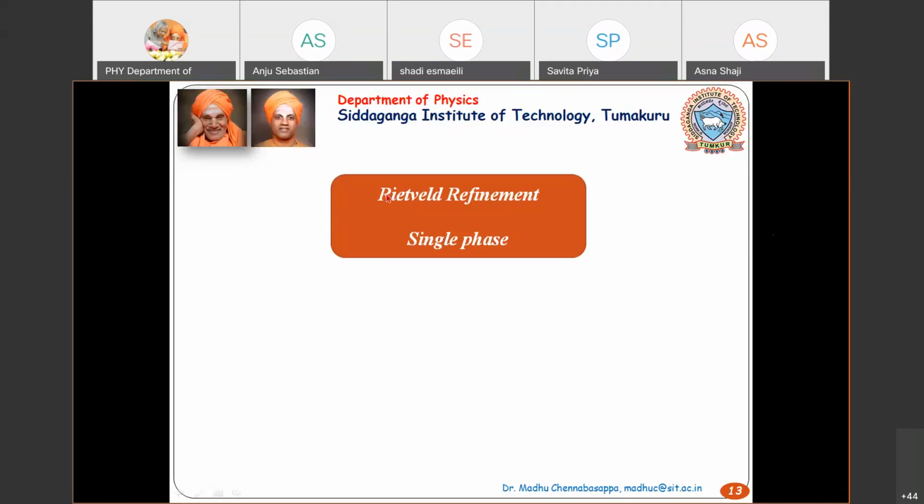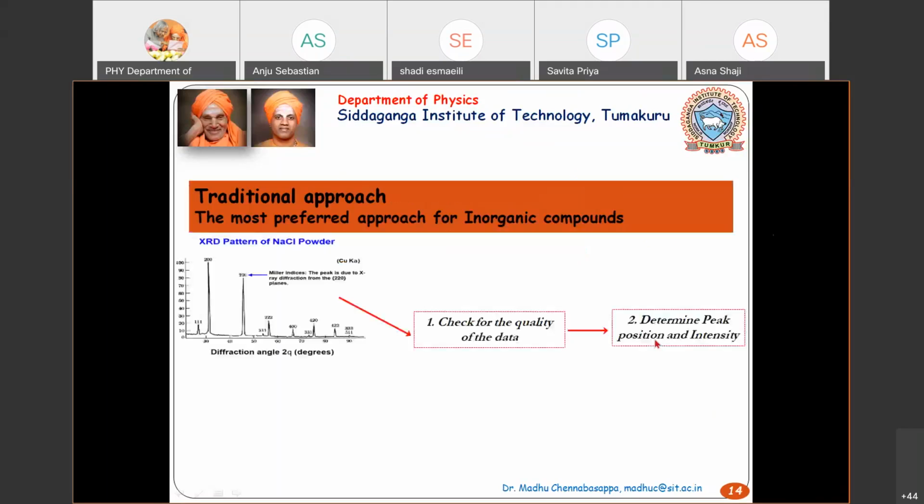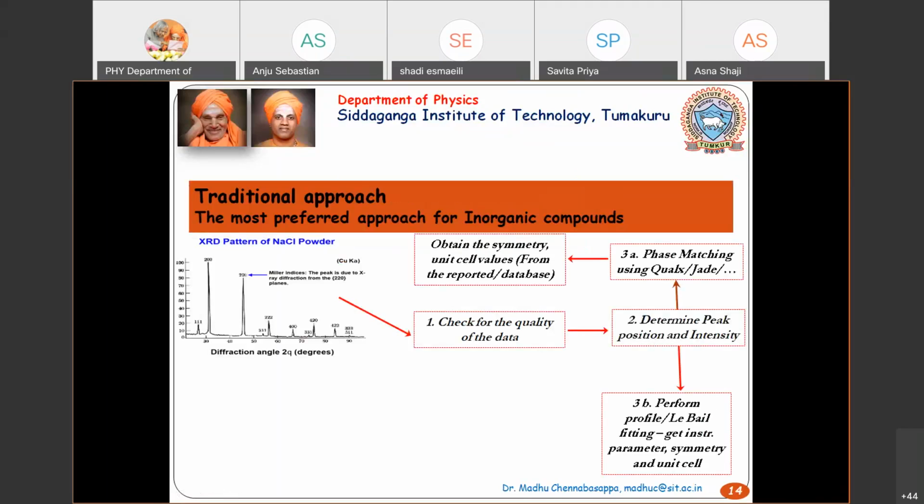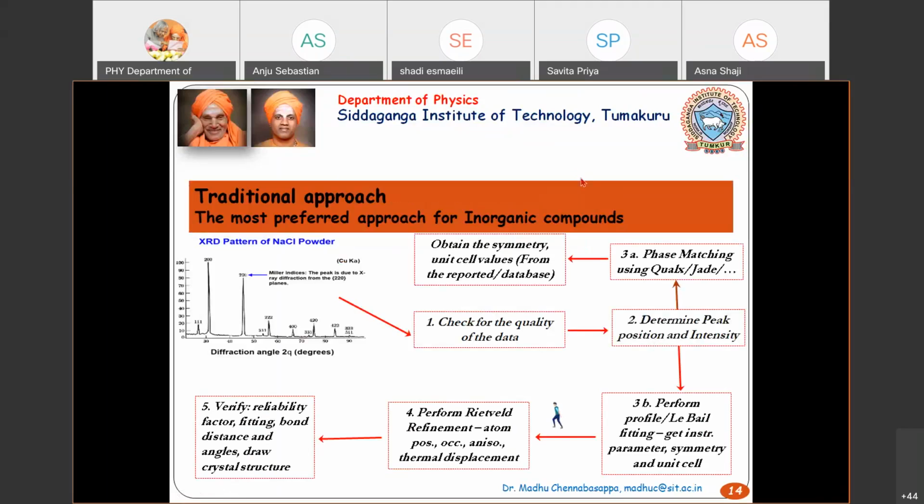Okay, so I will just again come here. So we have covered up to here. Okay, so we have covered all these steps. So now what we'll do is we are going to take care of this next step, which is your Rietveld refinement, where we are going to introduce the atomic positions, position of your atom, and then occupancy of your atom, anisotropy, thermal displacement, all these things. Okay, so only then it becomes a complete refinement. Okay, so up to here it is not called a Rietveld refinement, it is just Le Bail fitting, or profile fitting.